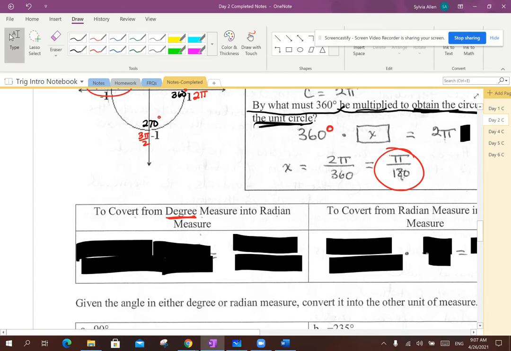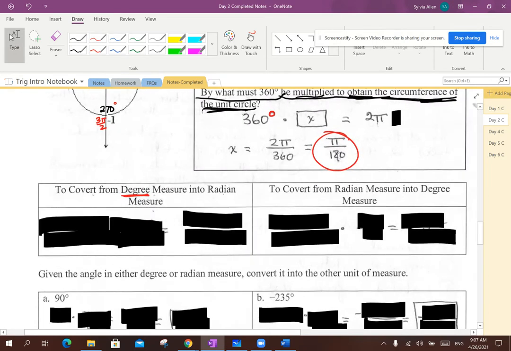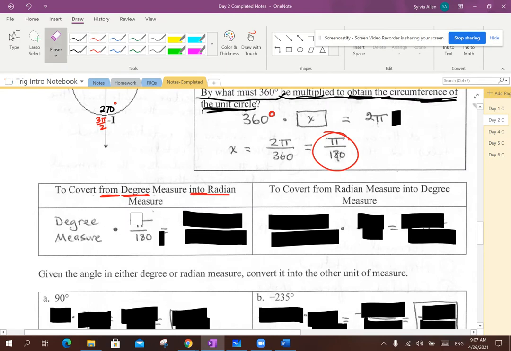So here's what we're going to do. We're going to make sure that we know how to convert from degree into radian measure. So you have the degree times pi over 180. So remember, you've got a degree, and when you multiply them, you want those degrees to cancel. And so that way you end up with radian measure.